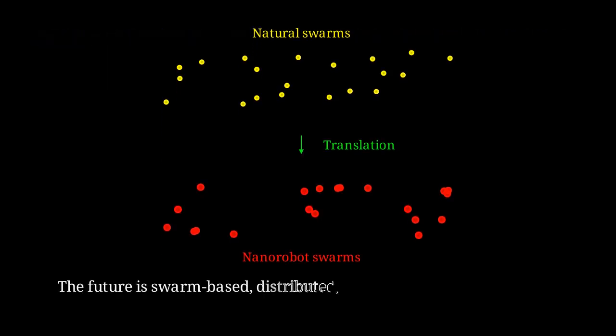As we face increasingly complex challenges in medicine, environment, and technology, swarm-based solutions offer robustness, adaptability, and scalability that centralized approaches cannot match. Thank you for joining this scientific exploration. The field of swarm intelligence and nanorobotics stands at an exciting frontier where biology, physics, and engineering converge to create technologies that once existed only in science fiction.